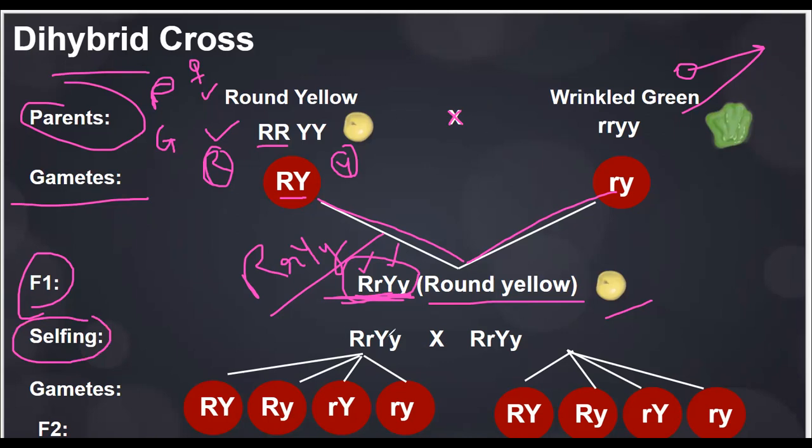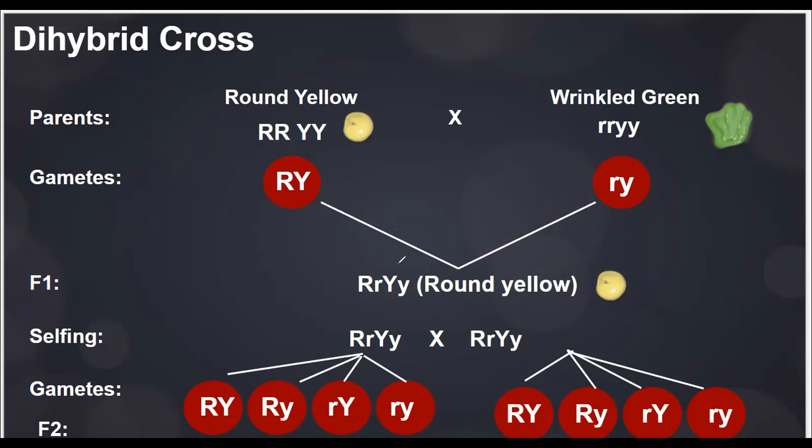Selfing of the F1, because all the progenies will have this. So here we write only one, for the ease of understanding. We represent only one, but possibly how many will be formed? 4. For example, if I write another pair over here and another pair over here.